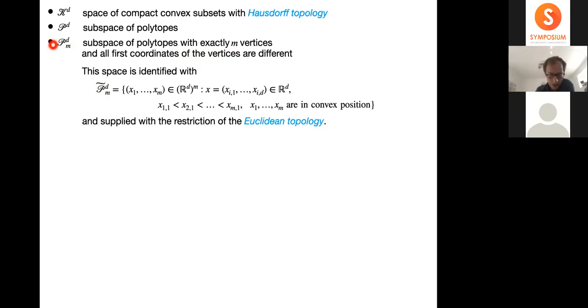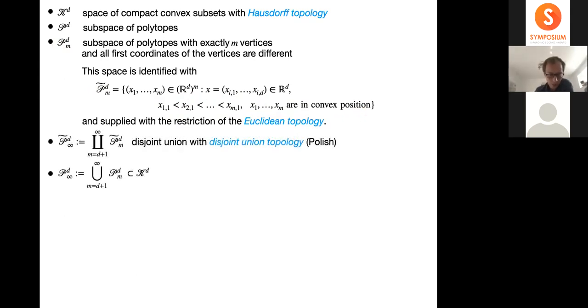And you can identify the space of polytopes with the space of vertices of these polytopes, namely, you take m-tuples of points in R^d such that the first coordinates are all different, and let's say they are ordered increasingly. And these points are supposed to be in convex position. These are the vertices of these polytopes. You represent all the polytopes in this space by their vertices. And in this representation space, of course, this is a subspace of Euclidean space, so you have the Euclidean topology, which is hopefully easier to work with.